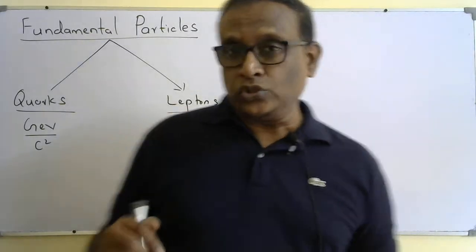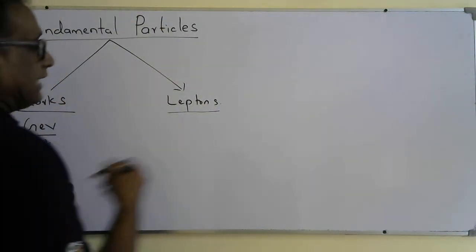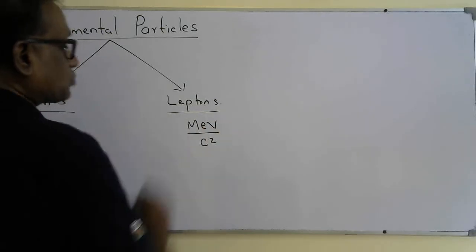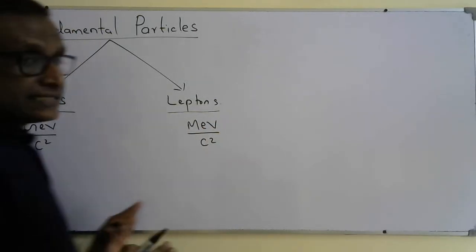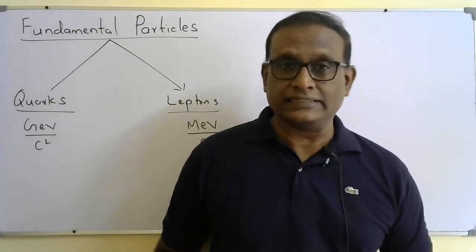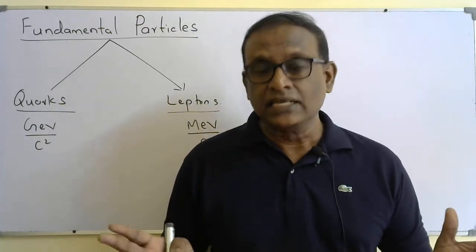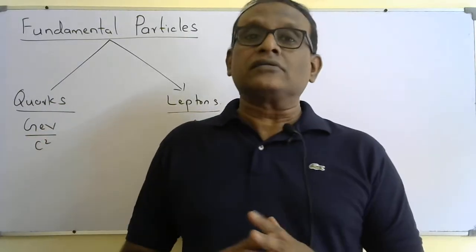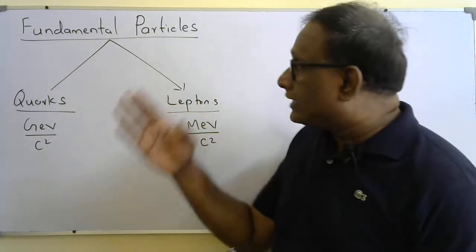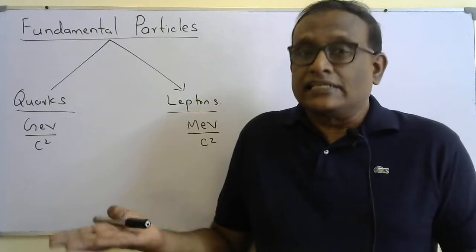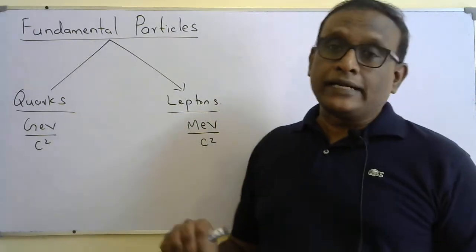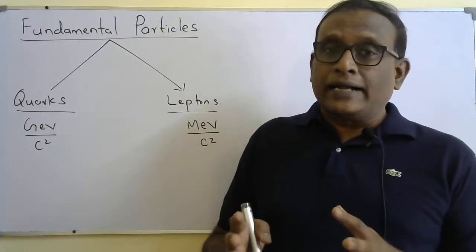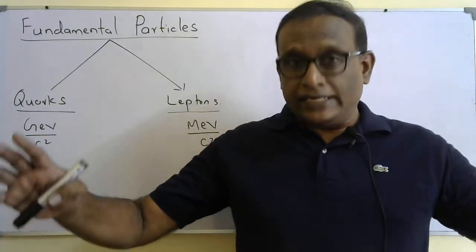But the mass of any lepton is in the order of mega electron volt over c squared. That means quarks are massive, leptons are lighter. So these are the two differences between quarks and leptons. Fundamental particle means it cannot be split further, or it has no internal structure. So what is a fundamental particle made of? It's made of energy.